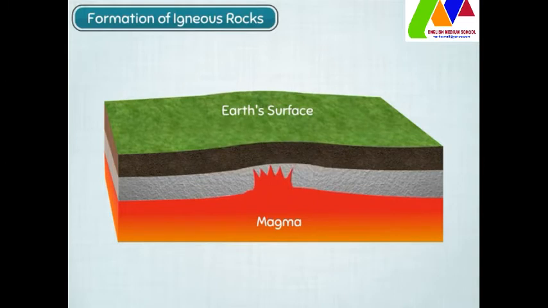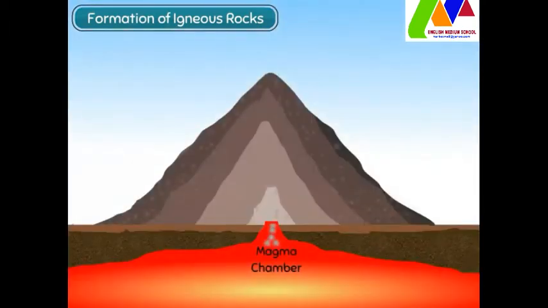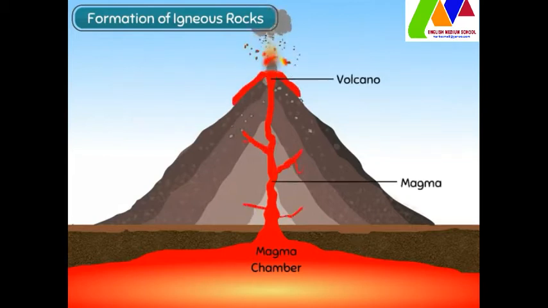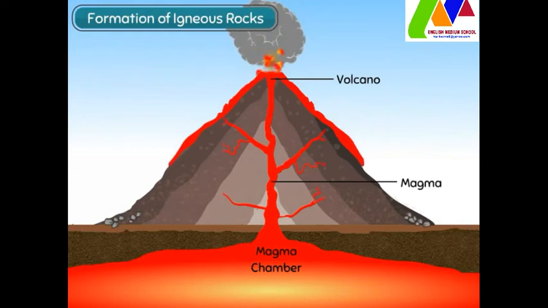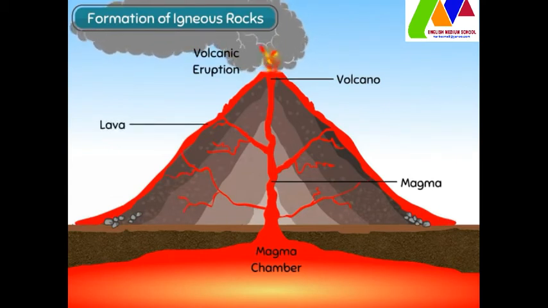Sometimes this magma moves up and collects in a space just below the Earth's surface called the magma chamber. It then pushes itself up through a tunnel or raised opening in the Earth's crust. This opening is also known as a volcano. When the magma reaches the opening of the volcano, it comes out with great force, causing a volcanic eruption. When the magma reaches the surface of the Earth, it is called lava. This lava is often semi-liquid in nature, and it flows onto the Earth's surface after coming out from the volcano.